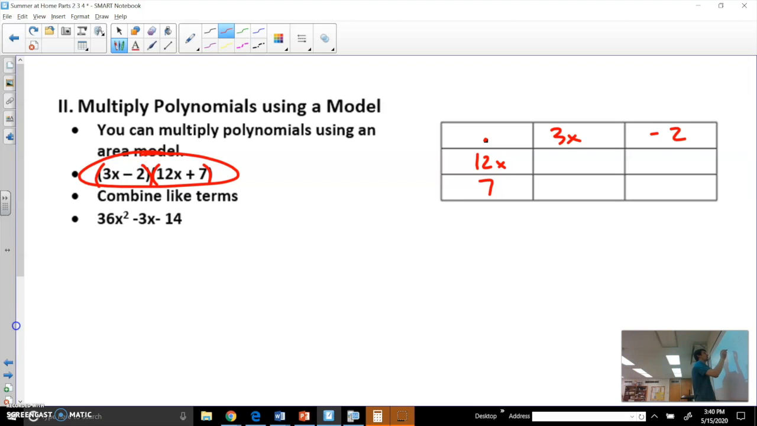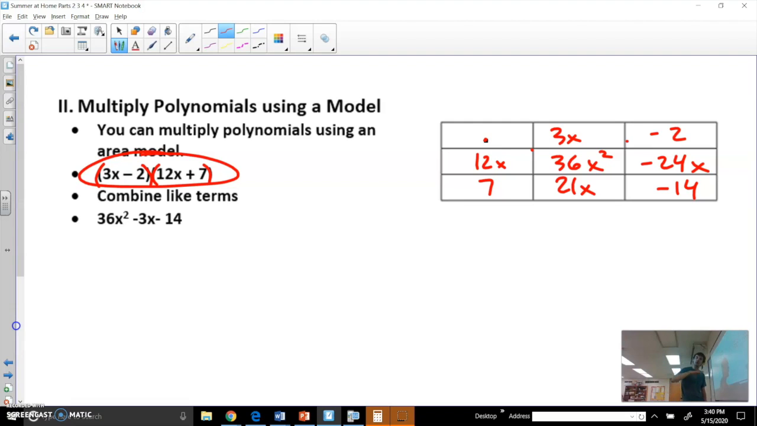So let's go through and multiply within the grid everything that we see. If I think about 12x times 3x, 12 times 3 would be 36. x times x makes x squared. Then 12x times negative 2: 12 times negative 2 would be negative 24, but you also have the x that was a part of that multiplication as well. Now let's slide down to the 7 and multiply it to the 3x. 7 times 3x would be 21x. And 7 times negative 2 would be negative 14.